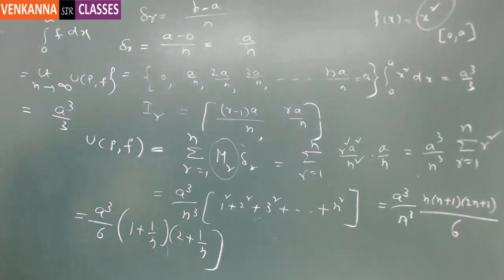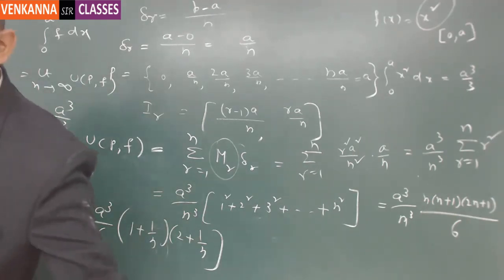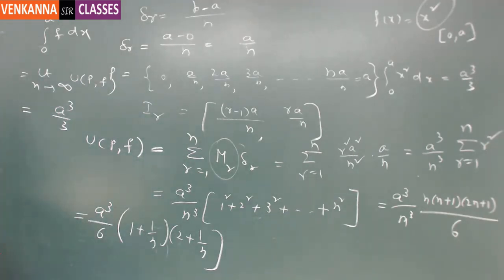So any more queries over that? Finding the lower integral as well as the upper integral there? To anyone? Please tell. Is it clear? Finding L(P, f) and applying the limit, finding U(P, f) and applying the limit, so that you are calculating the lower integral as well as the upper integral.